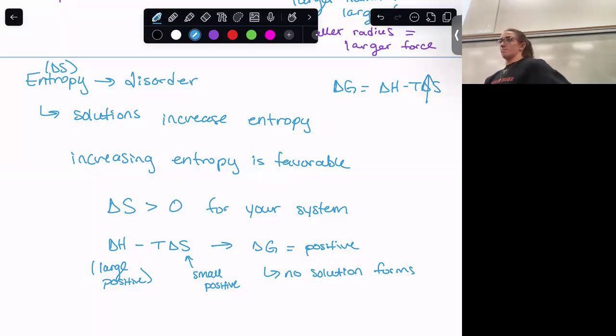Yep. And then delta H would just stay a large positive and then no solution forms. So in this case, if delta H is a large positive, you need a larger, positive delta S. You would like for delta H to be negative, and then delta S is positive, and it'll always be negative. So just delta S needs to be bigger than delta H. If they both favor formation, you'll always get a solution.